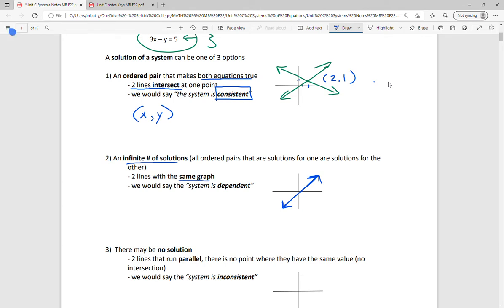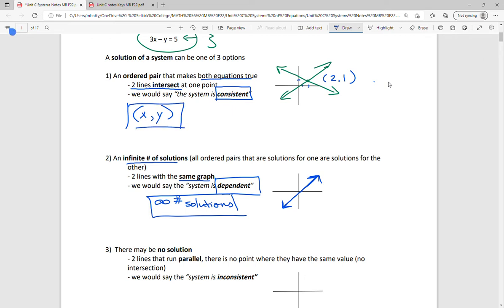And so we would say that this system is dependent. Just like any one individual linear equation, it has an infinite number of solutions. So there's an infinite number of ordered pairs or solutions that would make this happy. We say that is a dependent system. So, funky words for these. Conceptually, we can see the picture.